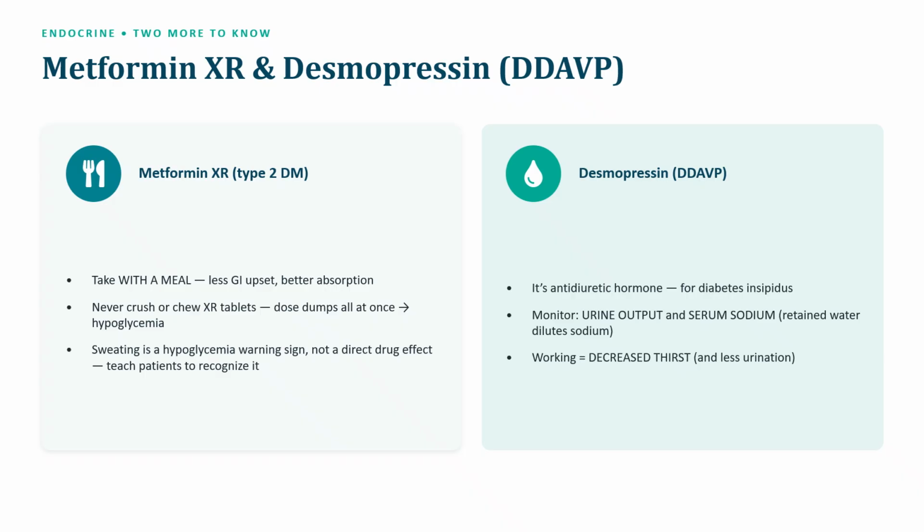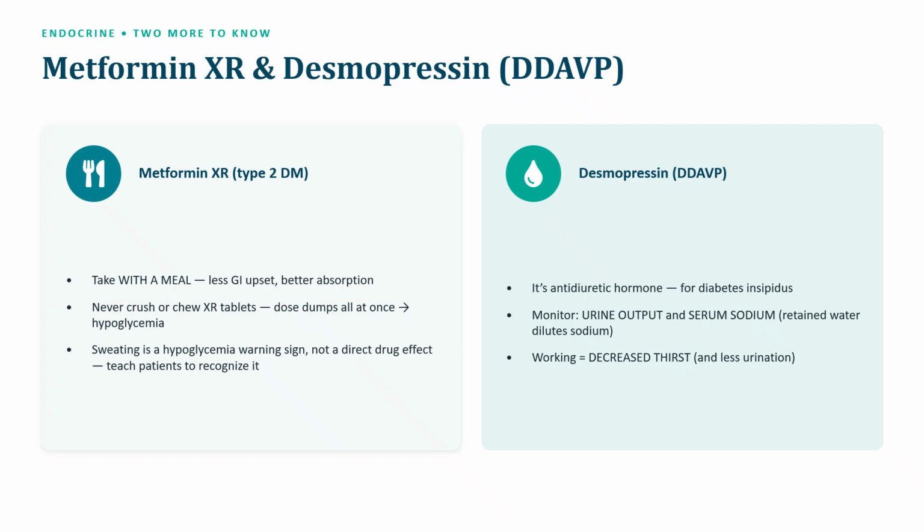Desmopressin, or DDAVP, is a synthetic antidiuretic hormone. It is used in diabetes insipidus and can cause the kidneys to retain water. We monitor urine output, which should decrease, and serum sodium because retained water dilutes sodium, and hyponatremia is a significant complication.